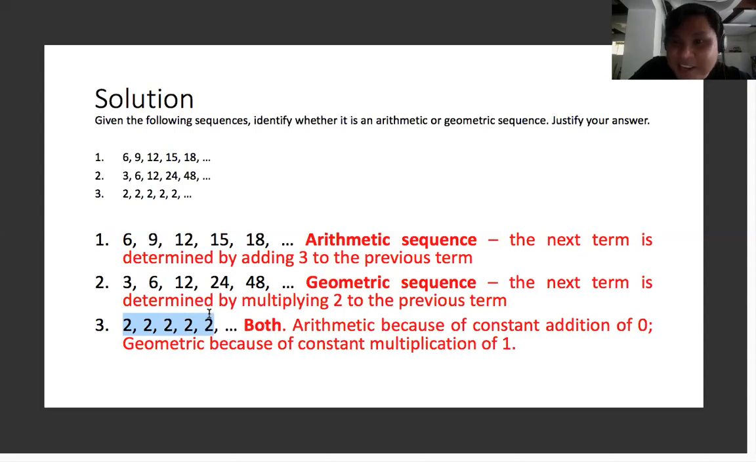What about for geometric? Geometric because of constant multiplication of 1. That means to determine the next term, you simply have to multiply the previous term by 1. Let's see. 2 times 1 is 2. Times 1 is 2 again. Times 1 is 2 again. Times 1 is 2 again. So thus, example number 3 is definitely both an arithmetic sequence and a geometric sequence.